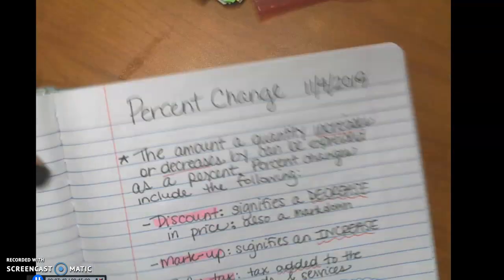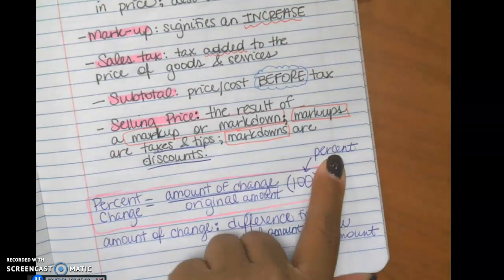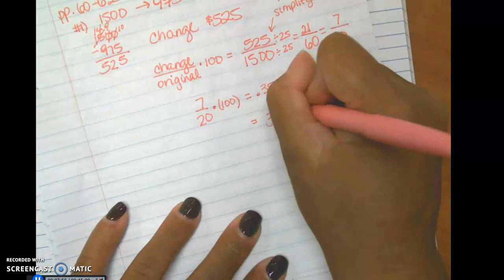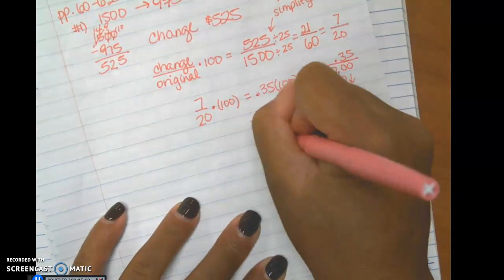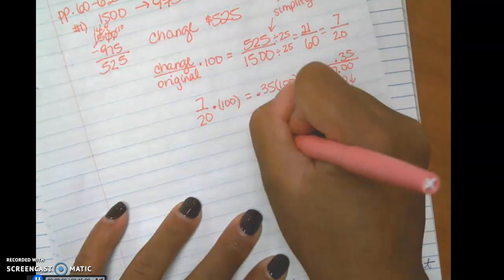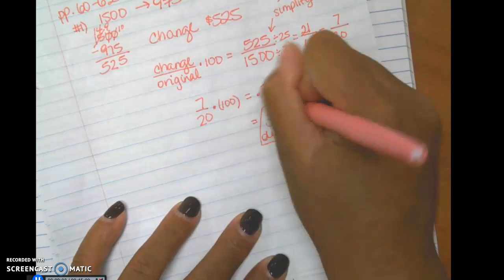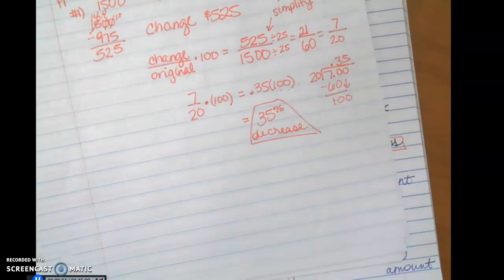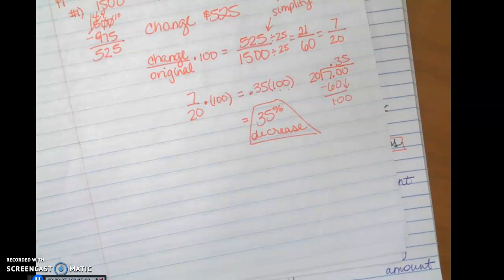Look back at your notes. 35 what? Percent. This is a 35% decrease because I've already established that it's a decrease. The price of that TV went down by 35%. There's my answer.